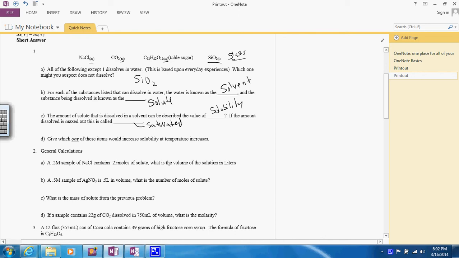Give one of these items that would increase in solubility as temperature increases. There are two of them. The only one that would not would be carbon dioxide, because gases tend to reduce solubility as temperatures increase. So either NaCl or C12H22O11.